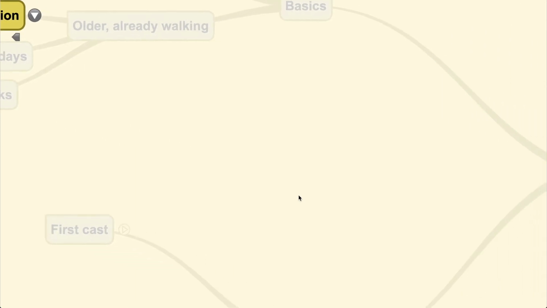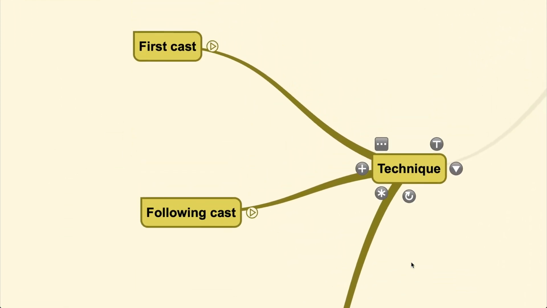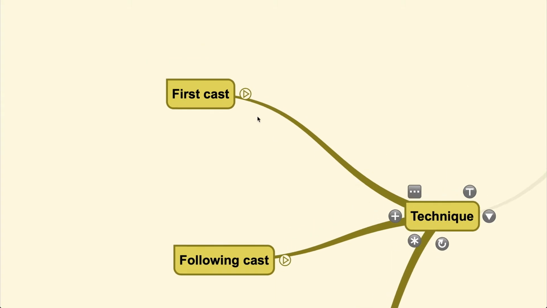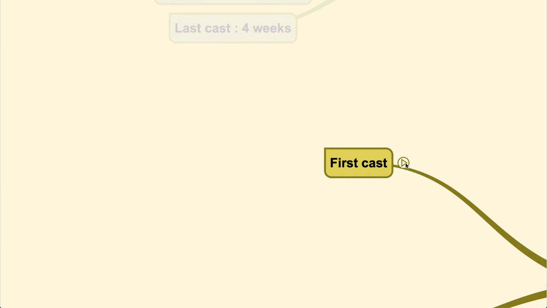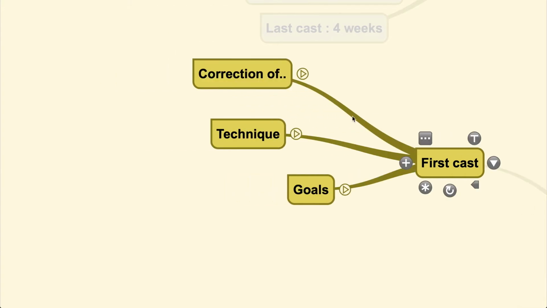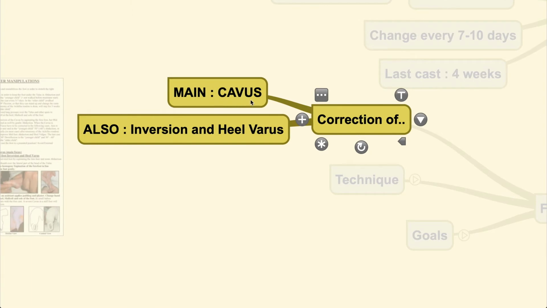Now, the thing about casting is that there are techniques that you need to remember so that the treatment can move from one cast to another in a smooth way. The first cast should always allow correction of the cavus, but at the same time, the heel inversion and heel varus are also gradually corrected.